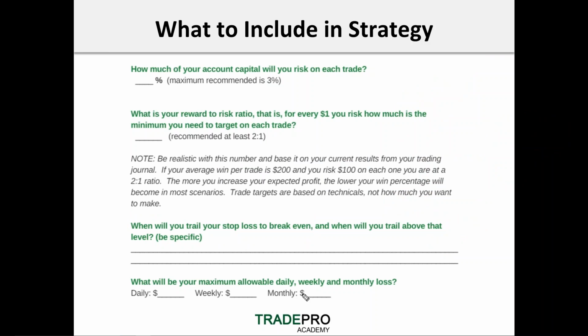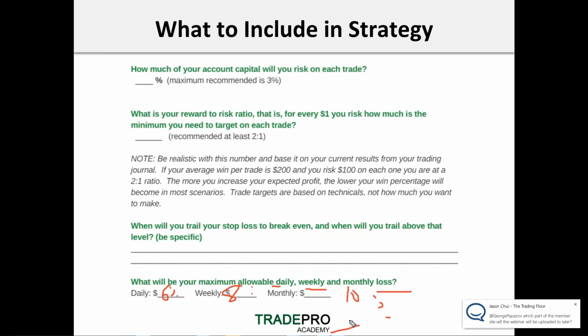And then the next thing I want you to set, this is very important. What's going to be your maximum allowable daily, weekly, and monthly loss? I'll tell you why this is important. Daily, maybe you say 6% of your account. Whatever that is, you could do it as a dollar or as a percentage. Weekly, you could say 8%. Monthly, 10% drawdown maximum.